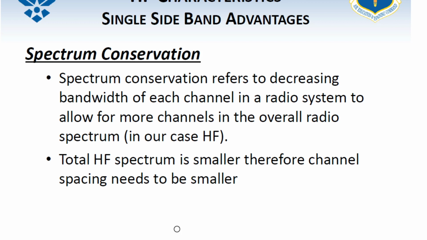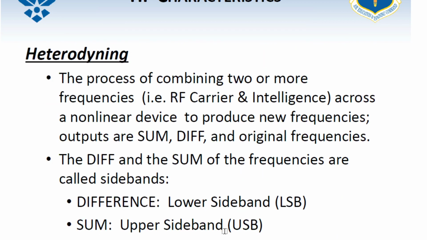All right, spectrum conservation, not conversations, because we're not talking to ghosts, refers to decreasing bandwidth of each channel in a radio system to allow for more channels in the overall radio. The total HF spectrum is smaller, and therefore channel spacing needs to be smaller. Doing more with less. If you remember our AM from earlier, it was taking up that full 6 kilohertz spacing. On this, you don't need all of that because you are killing one sideband and suppressing your carrier.